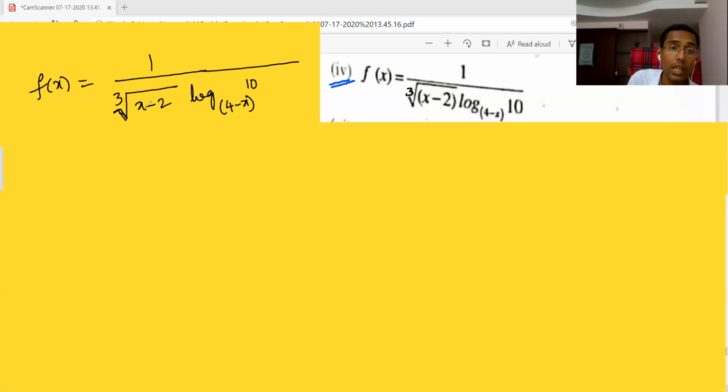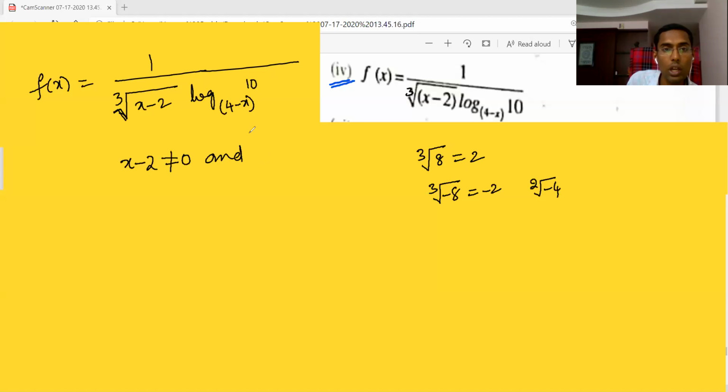When a cube root is there, there's no problem actually. But if a square root is there, it cannot be negative. Cube root of 8 is no problem, that is 2. Cube root of minus 8 also no problem, that is minus 2. But square root of minus 4 is a problem. So here the cube root can be negative or positive, but x minus 2 is in the denominator, therefore this cannot be 0. And so here, log base 10 of 4 minus x.